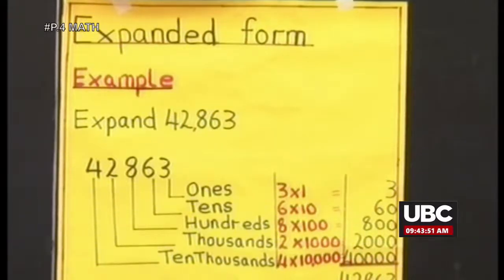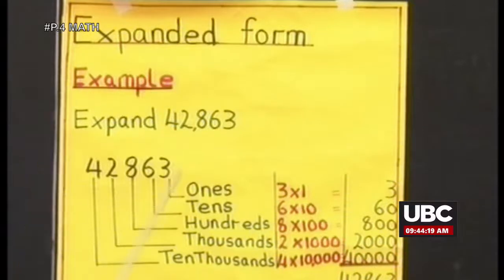What is the value of 2 in this number? It is 2,000s. And if it is 2,000s, you multiply 2 by 1,000 and get 2,000. And the place value of 4 is 10,000, giving us a value of 40,000. How do we get 40,000? We multiply 4 by 10,000.